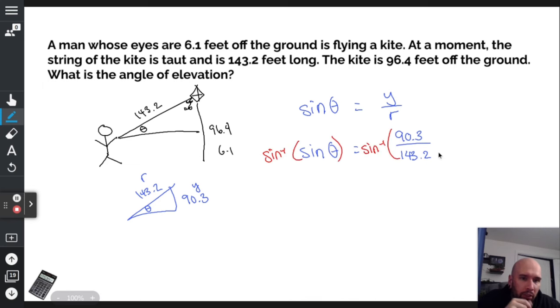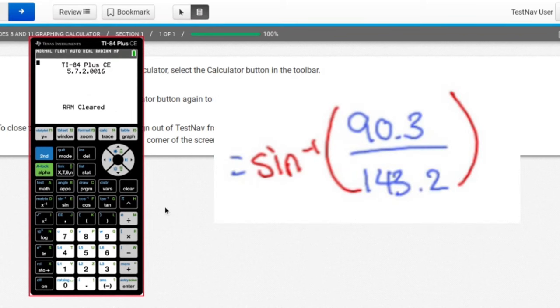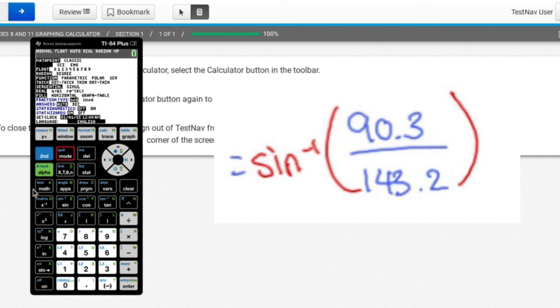Inverse sine both sides. And so that's what I'm going to need my calculator for. I'm going to need my calculator to find the inverse sine of 90.3 over 143.2. So let's take a little break and figure that out. All right, this will not take long. Let's just make sure we're set to radians. We are.